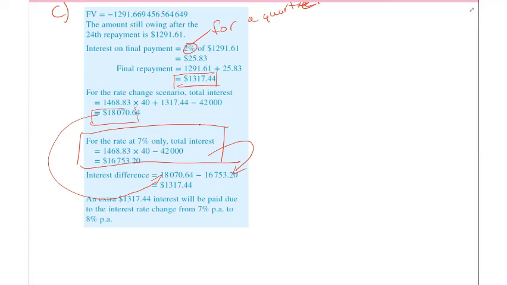So because of this change after 4 years, you're going to have to pay an extra $1,317.44 interest, because after 4 years I've gone from 7% to 8%.